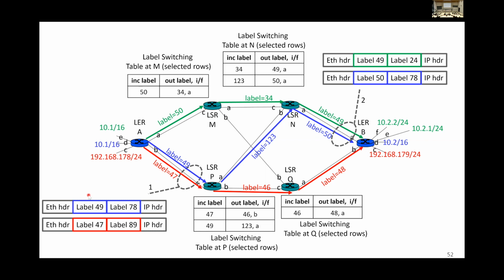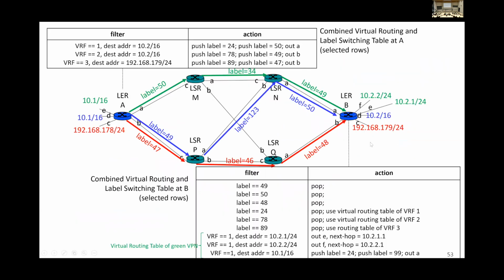So the outside label has been changed. It's used for routing, for forwarding the packet. The inside label has not changed. And now at this router, we'll have an instruction that we will see in a second. This is the final router here.